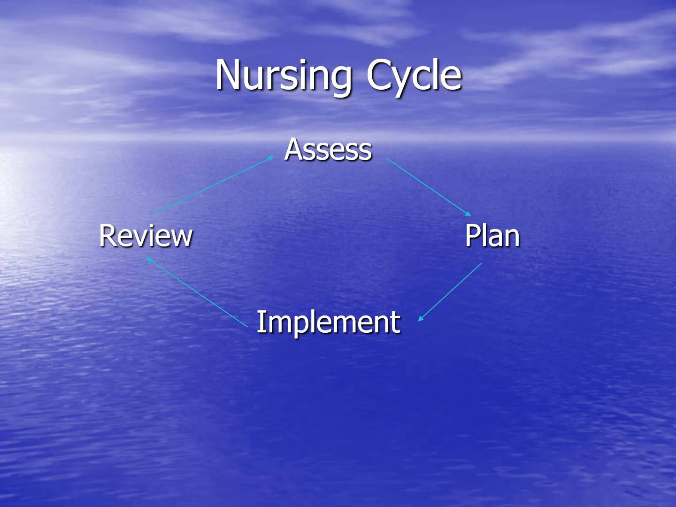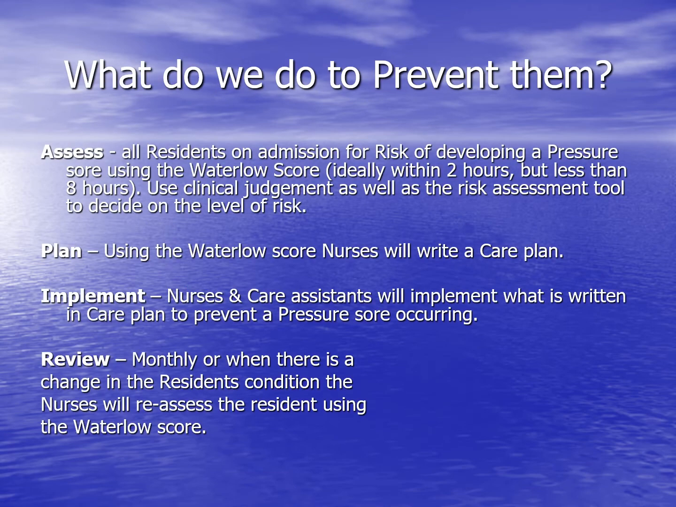So for any problem in nursing, we look to the nursing cycle. So we assess, and then based on that assessment, we produce a plan, we implement that plan, and then we review and go round as appropriate. So if we apply that to pressure sores, we will assess all residents on admission for the risk of developing a pressure sore, and we will use this official risk assessment called the Waterlow score. And that should ideally happen within 2 hours, as a pressure sore can develop within 2 hours, but it should be less than 8 hours.